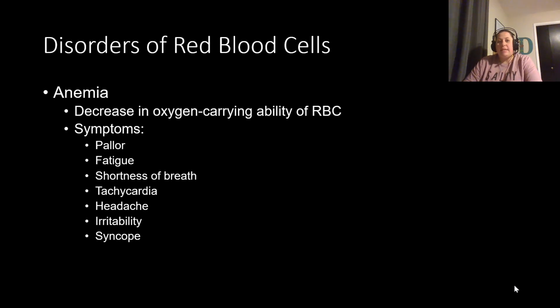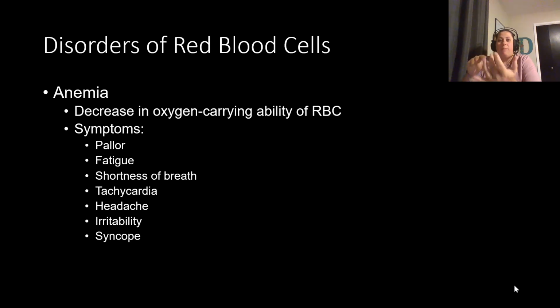Anemia is a decrease in the oxygen carrying ability of the red blood cells. So they're not able to carry oxygen like they're supposed to. Now, this could be due to a number of things, and we're going to look at different types of anemia in a second. But no matter what type of anemia we have, symptoms are very similar.